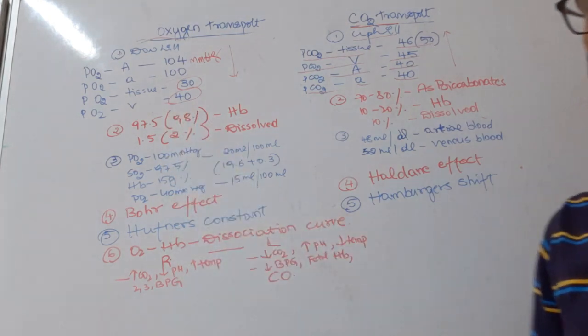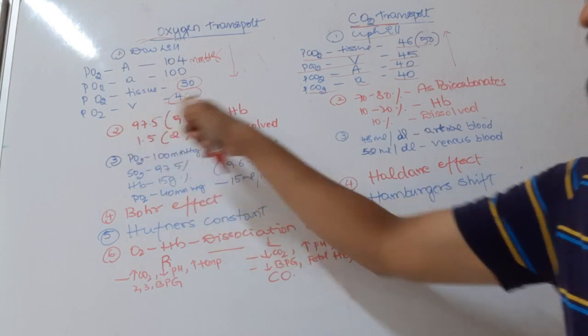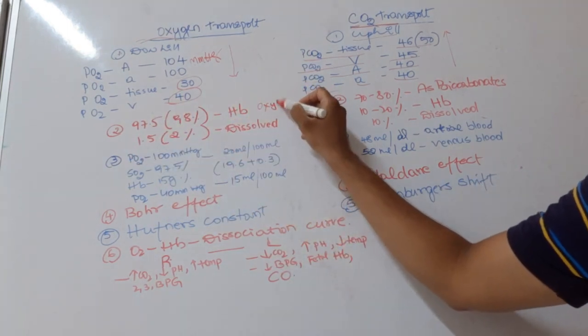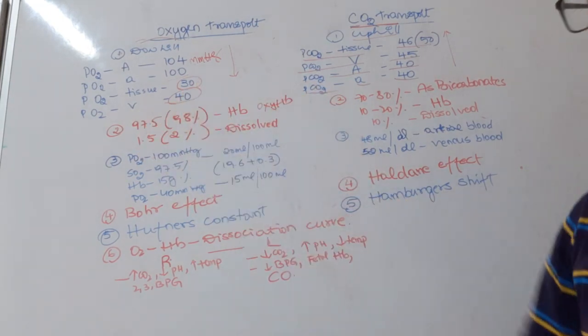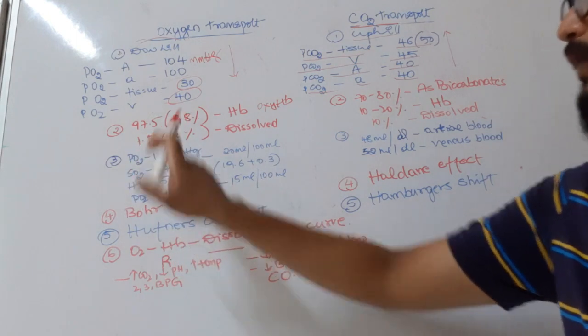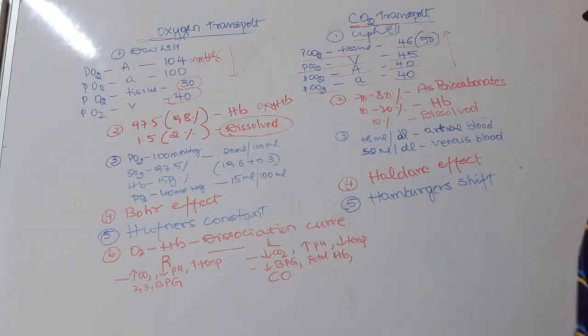And if you see the way of transport, the major way of transport of oxygen is binding with the hemoglobin, forming oxyhemoglobin. About 97.5 or approximately 98% is transported in this fashion, and the remaining 1.5 or 2% is in the dissolved form, which follows Henry's law.